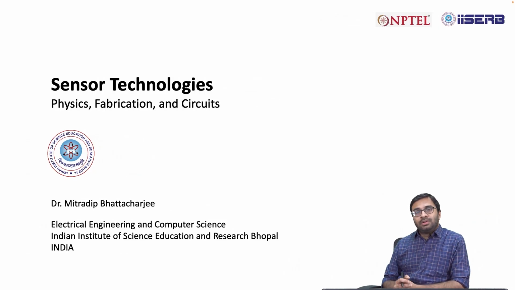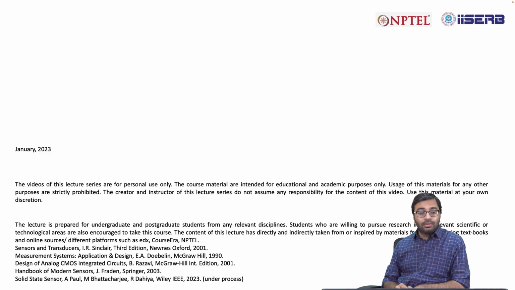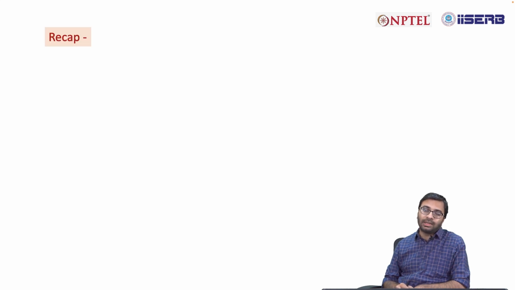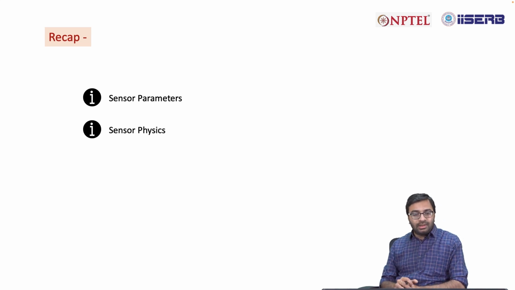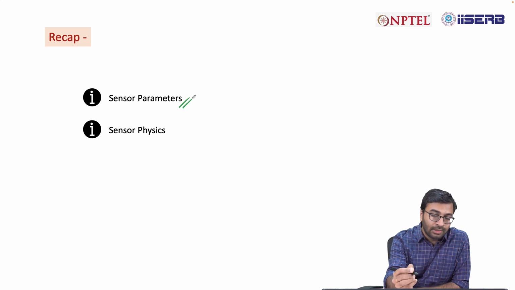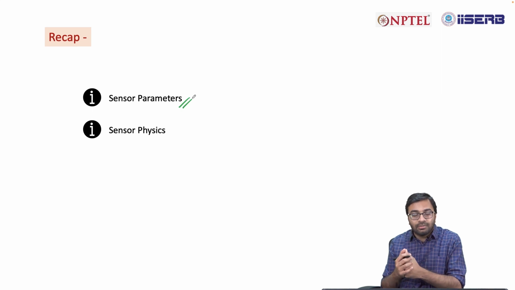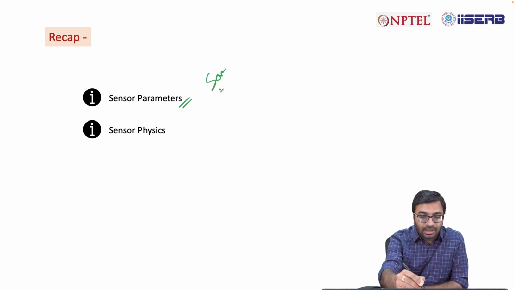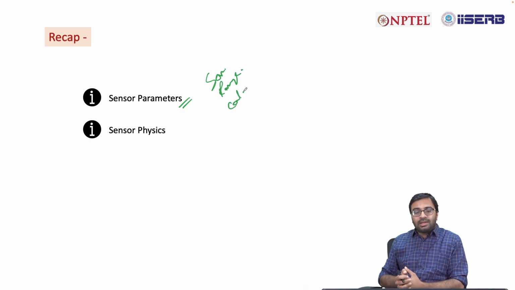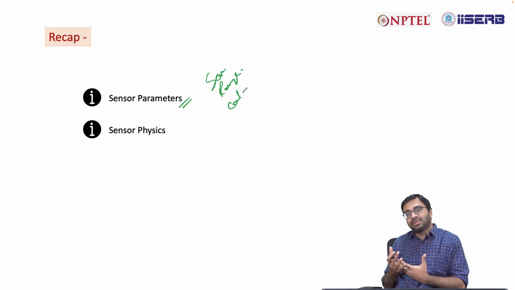Hello everyone. So we have already started discussion regarding sensor physics, and before that we discussed different sensor parameters. In sensor parameters, we have seen that there are various parameters associated with sensors that are important, for example sensitivity, range, calibration curve, etc. And then we also started discussion regarding sensor physics, how different sensors work.